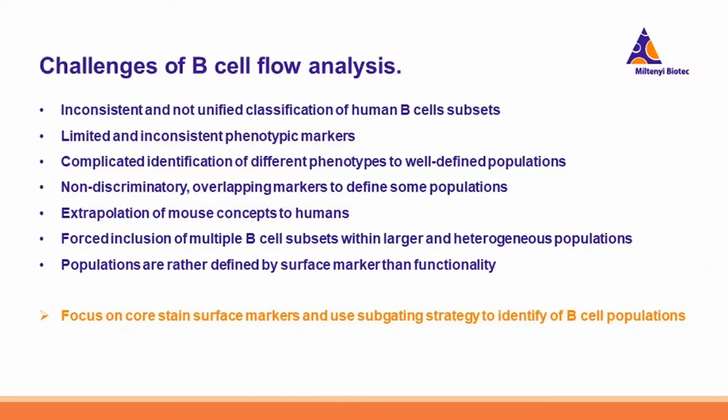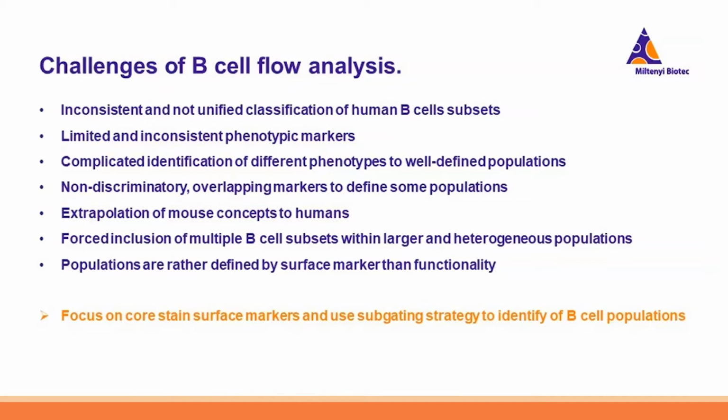And then on top of that, of course, mouse B cells were studied first, and then all these concepts were used for humans as well. A lot of researchers started in the very beginning to use the very same markers for human and mouse, and as you saw before, it's just not the same. It's really complicated sometimes, and B cells are defined by their surface markers instead of their functionality, to look into what they are really doing. So that makes it even more difficult.